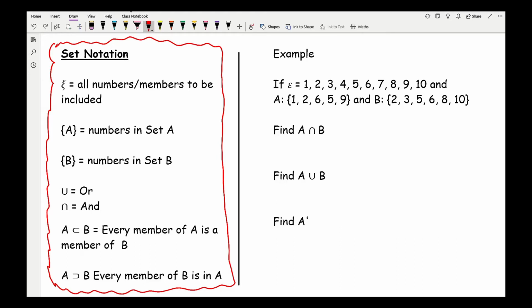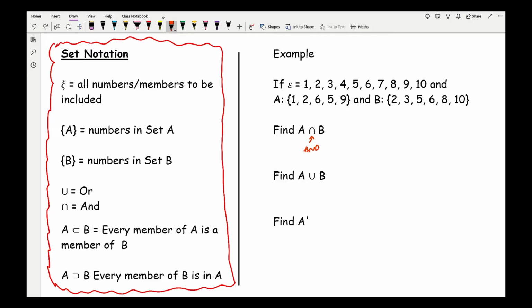Now let's have a look at a particular question. It says if we have the numbers 1, 2, 3, 4, 5, 6, 7, 8, 9, 10, set A has the numbers 1, 2, 6, 5, 9, and B has the numbers 2, 3, 5, 6, 8, 10. And what we need to do is write down the numbers that appear in both. Now this little symbol here means and.